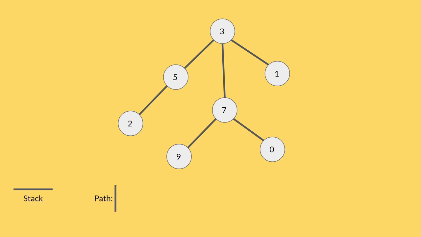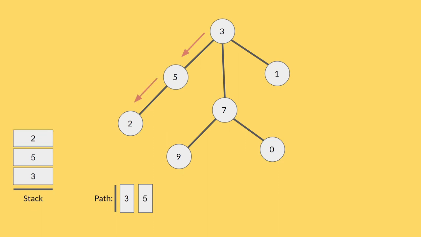We start at root node 3, add it to our stack and path, pick its leftmost branch, add 5 to our stack and path, pick its branch, and add 2 to our stack and path. 2 does not have any children, so we remove 2 from the stack, return to its parent. Now we check 5. 5 does not have any remaining branches, so we remove it from the stack, return to its parent, which is 3, and go down its next branch.